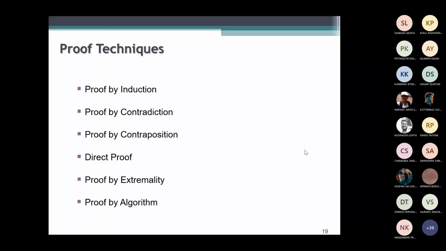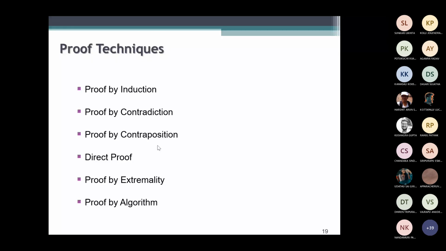So there are different ways you can prove a certain statement or proposition. One is called proof by induction, proof by contradiction, proof by contraposition, which means A implies B is equivalent to saying not B implies not A. That we already know from our discrete math class.